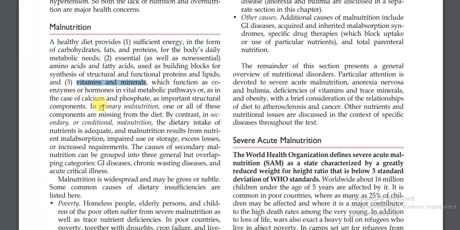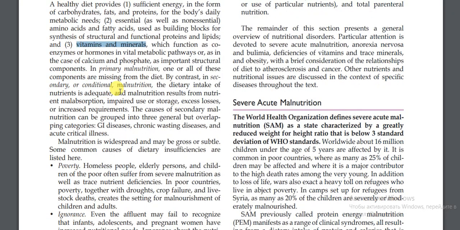In primary malnutrition, one or all of these components are missing from the diet. Primary malnutrition is, in other words, starving. When a patient doesn't eat enough food, it doesn't matter whether it's carbohydrates, amino acids, proteins, or vitamins. All of these components, or a few of them, are missing from the diet.